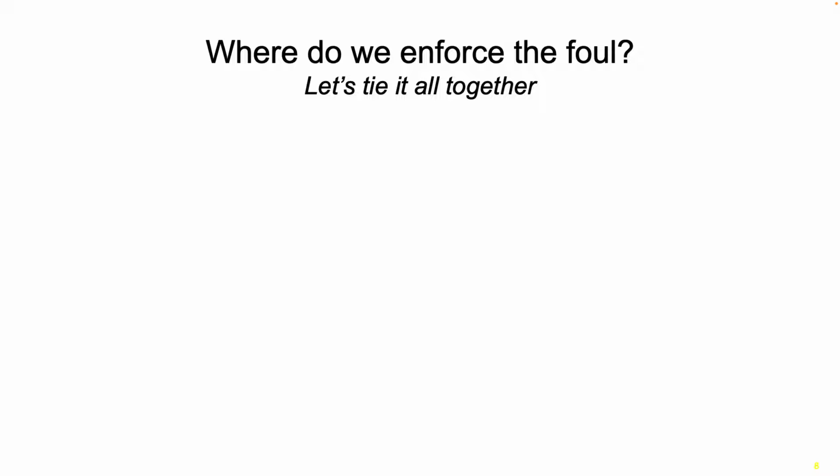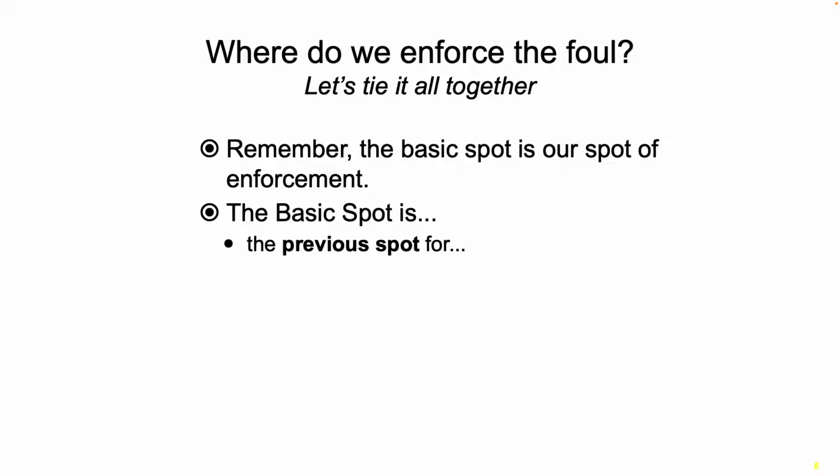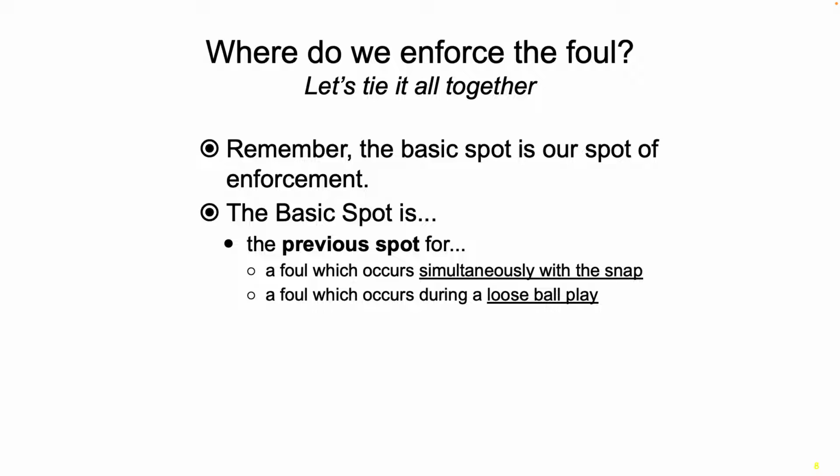So let's tie these all together. Remember, the basic spot is our spot of enforcement. The basic spot is the previous spot for a foul which occurs simultaneously with the snap, or a foul which occurs during a loose ball play. So as we categorize the action going on when the foul occurs, if that categorization says the foul occurred simultaneously with the snap or during a loose ball play, we will enforce from the previous spot.